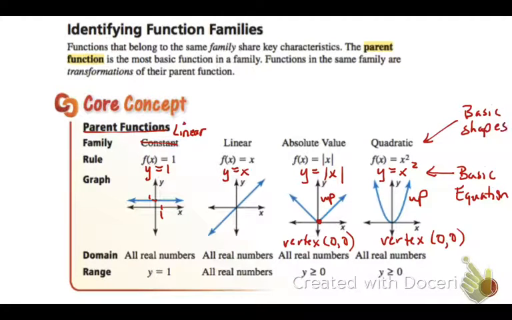So for example, of the parent function linear, you want to know that it is a straight line that goes through the origin and rises as you look at it left to right. You'll want to know that absolute value is a V-shaped graph that has its vertex, that's the bottom of the V, at 0, 0. And you'll want to know that quadratic is a U-shaped graph with its vertex also at 0, 0, and that it opens up.